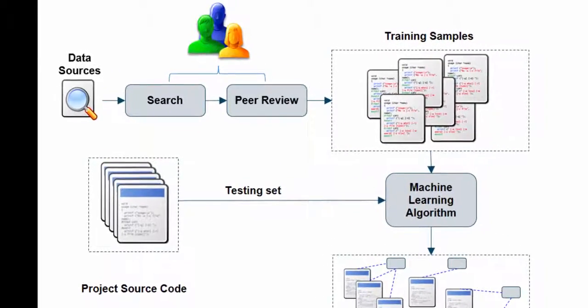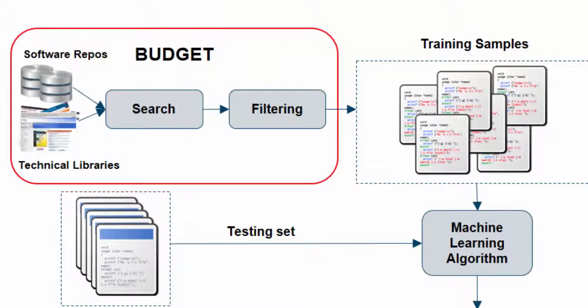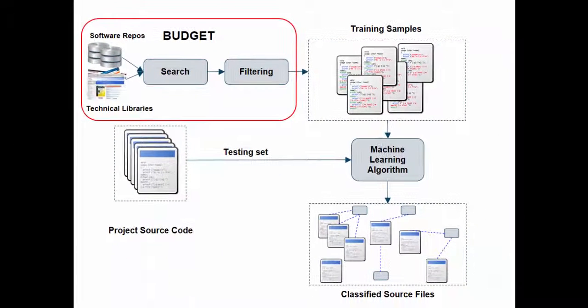The main problem of manually collecting training data is that it is a time-consuming task and it needs to be done by high-skilled individuals in order to gather high-quality samples. To overcome this problem, we developed BUDGET, an online tool for automatically generating task-related training sets for researchers. Our goal is to reduce the upfront costs associated with manually creating training samples.